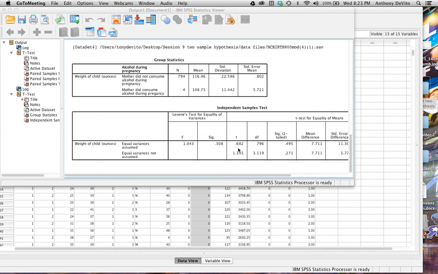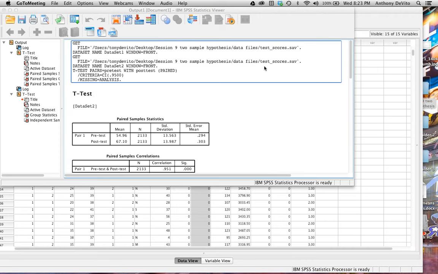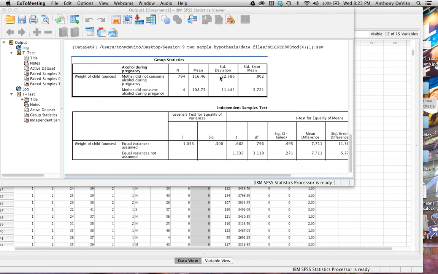Okay, so I go across the top line. The t-score is 0.682. The significance is 0.49. I have almost a 50% chance of being wrong if I reject the null hypothesis. That's not less than 0.05, so I fail to reject the null hypothesis. Is there a difference between mothers that drink alcohol and mothers that don't in terms of the baby's weight? Well, look, 116 points, 108. Sure looks like it, right?